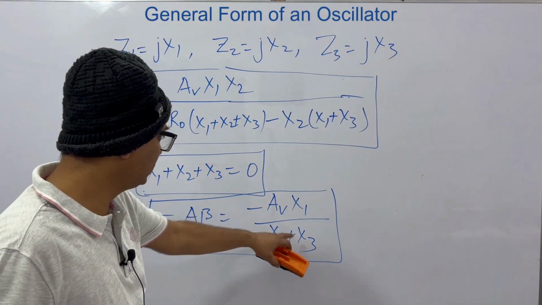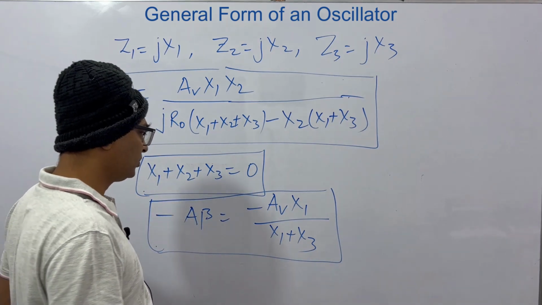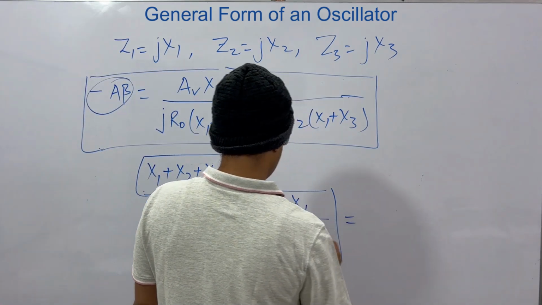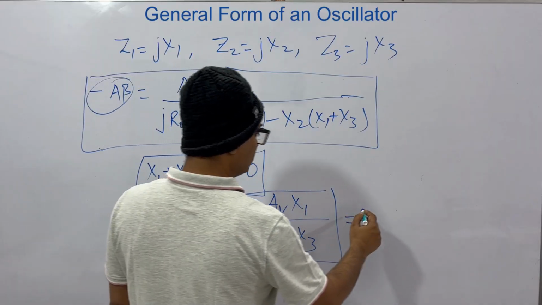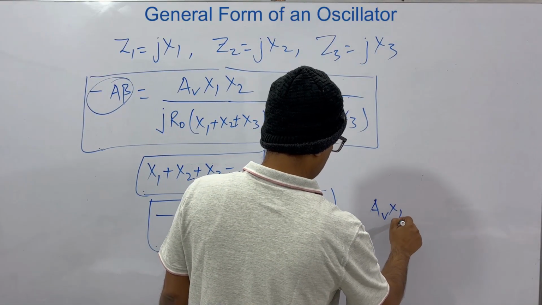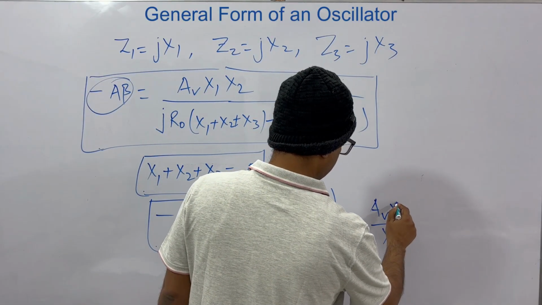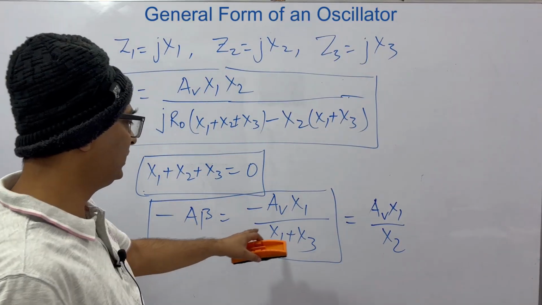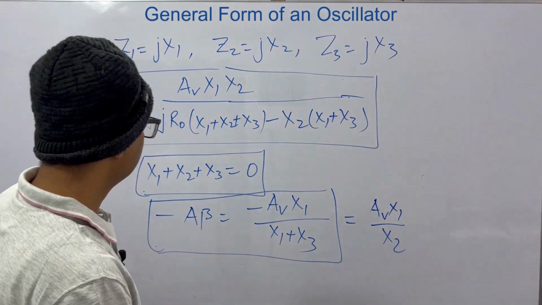Or you know, X1 plus X3 is minus X2. So you can write it like this also. This will be AV X1 by minus X2, so AV X1 by X2 also. So you have minus A beta equal to this, or you can write it like this.